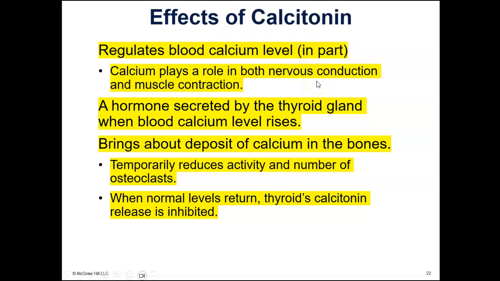So calcitonin is secreted by the thyroid gland when your blood calcium level rises. What it does is it lowers blood calcium levels by affecting the activity of the cells in your bones. So what calcitonin does is it temporarily reduces the activity and the number of osteoclasts. These are cells that break down bone tissue and release calcium into the blood from the broken down bone tissue.